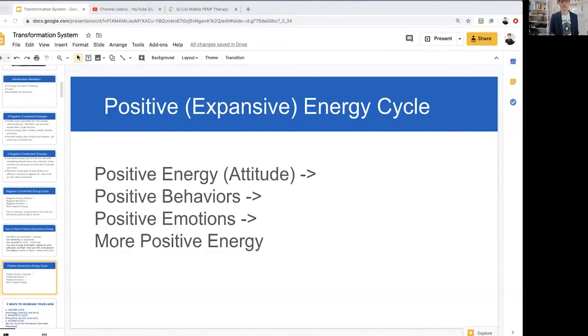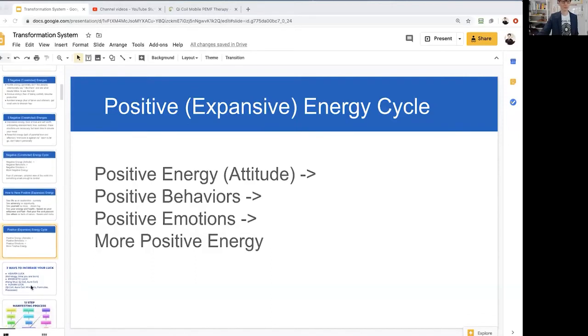That's right. Okay. So once again, positive energy can be turned into a positive energy cycle. Having positive energy, having a good attitude will result in positive behaviors. If you have positive behavior, it'll give you positive emotions. If you have positive emotions, it gives you more positive energy. So now you can go in the upward spiral of positivity to transform your life.